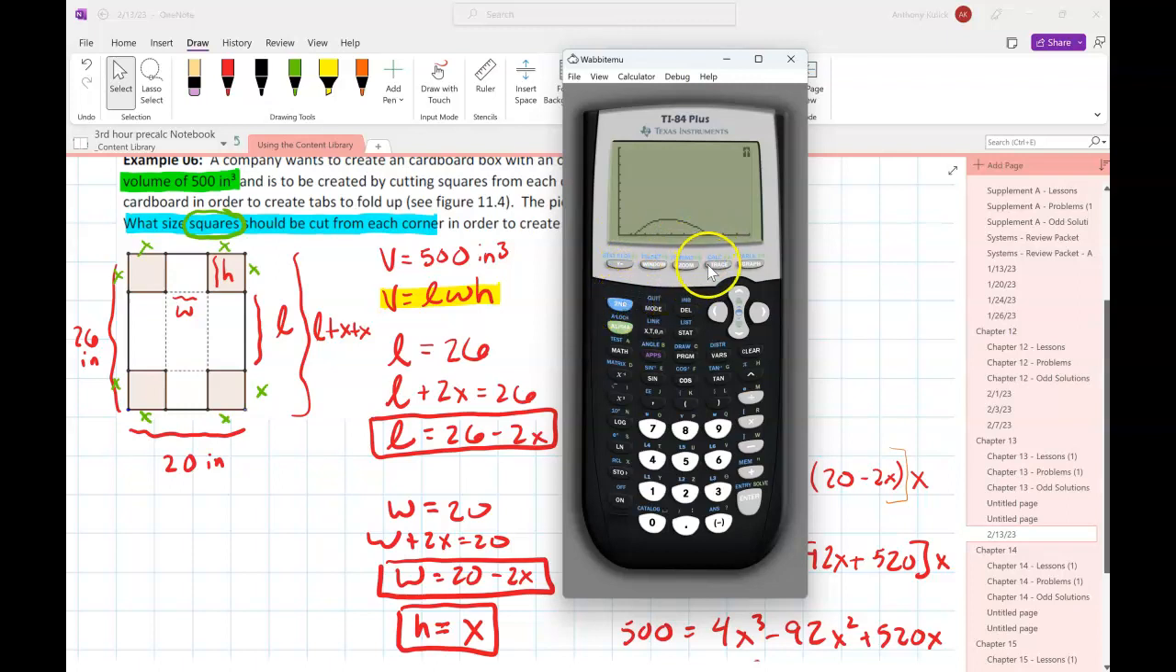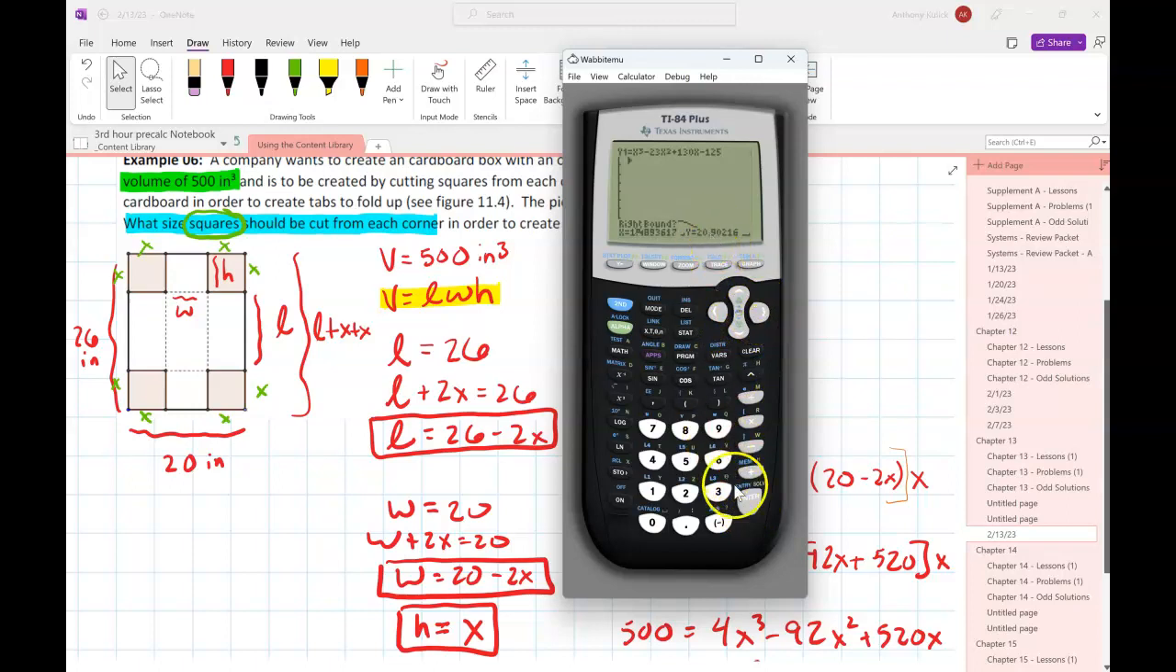So to find those, I'll press second and trace. Select the intersect command. Oh, not the intersect command, Mr. Kulik. I want the zero command. Silly Billy. So for the left bound, I'm going to find this x-intercept first. I'm going to move my cursor until I see the y-coordinate go negative, because I know that before that x-intercept, it's below the x-axis. That should be fine. I'll press enter.